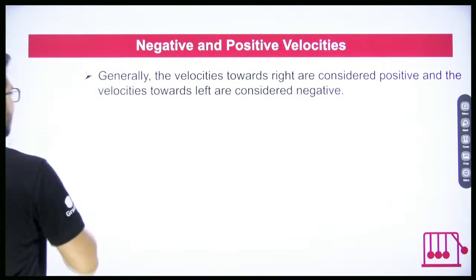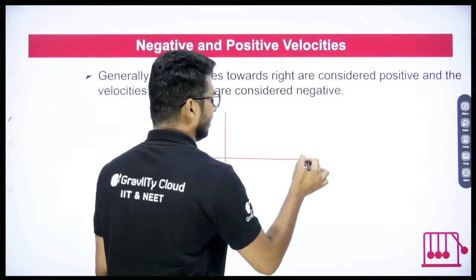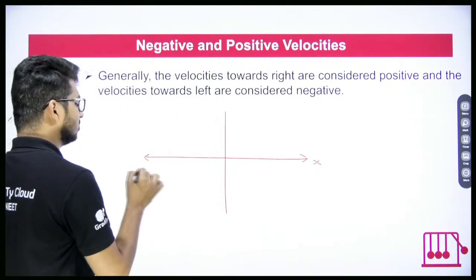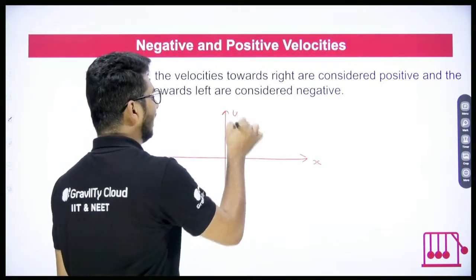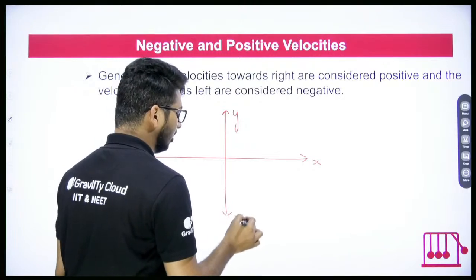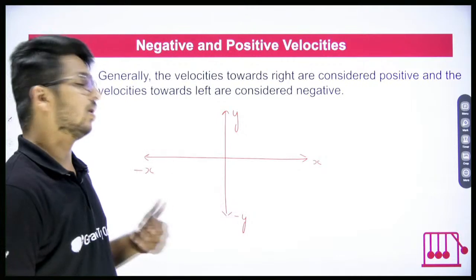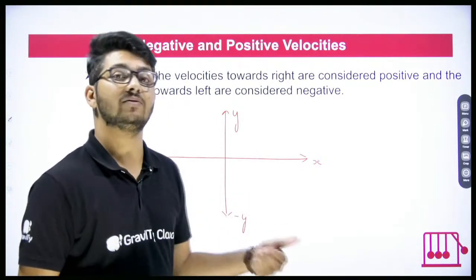Now, forget the number line. We also have other examples. Let's say if I take coordinate axes, towards right is positive x-axis, towards left is negative x-axis. And again, obviously, upwards is positive y, downwards is negative y. So we already have an idea about directions. The same thing we'll also be doing with velocities.